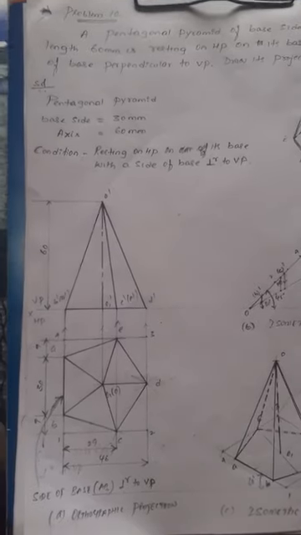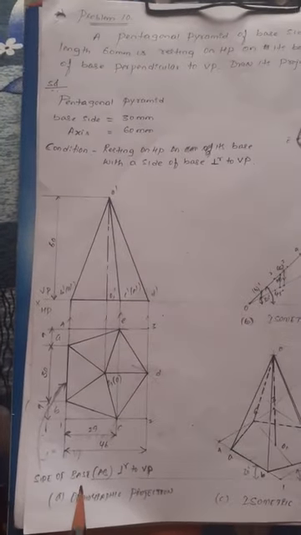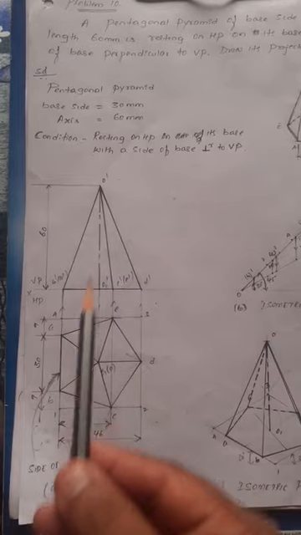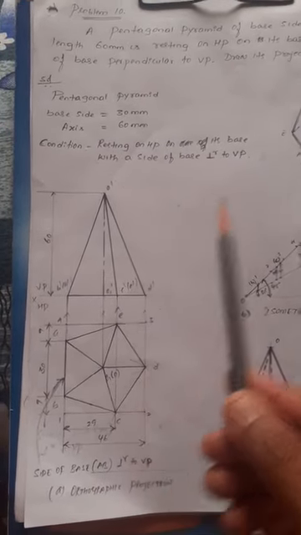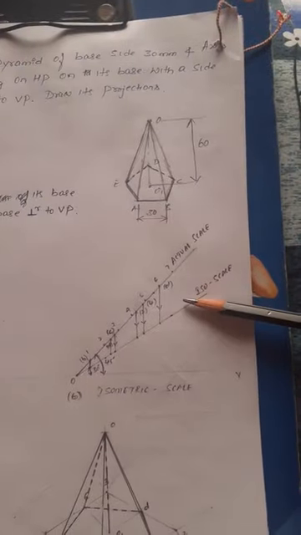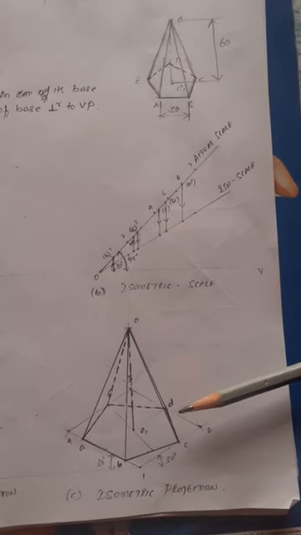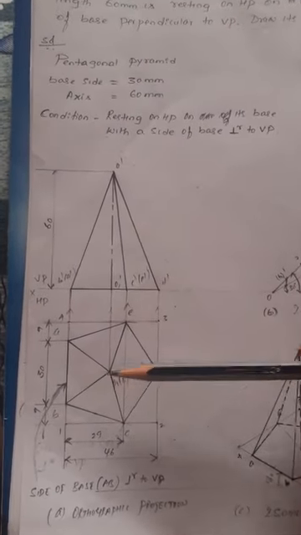Remember the steps. First, draw the orthographic projections of the given solid, which are the top view and front view. Then draw the isometric scale, and then draw the isometric projections. Then how to draw the orthographic projections?